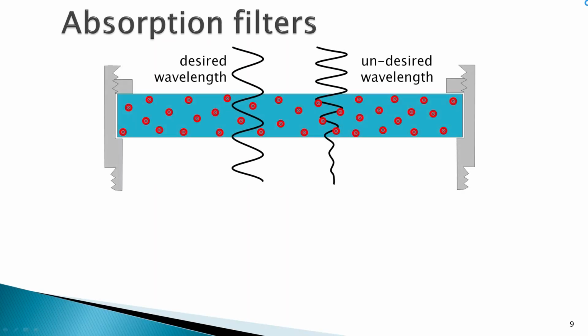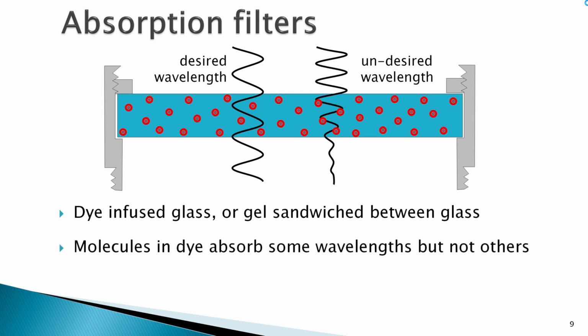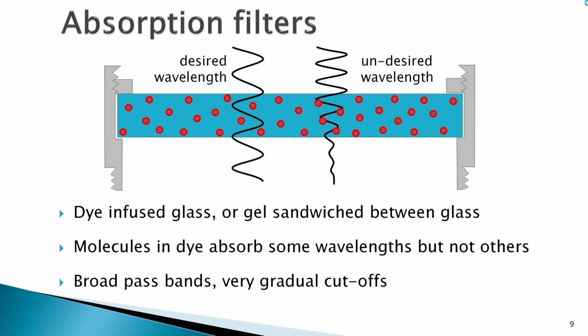Getting back to how filters work, consider this graphical representation of an absorption-type filter. These filters consist of dye-infused glass, or a colored gel that is sandwiched between two thin layers of glass. Molecules in the dye are designed to absorb some wavelengths, but not others. The result is a filter that can selectively block light, but in a rather imprecise way, in broad bands with gentle sloping cutoffs.